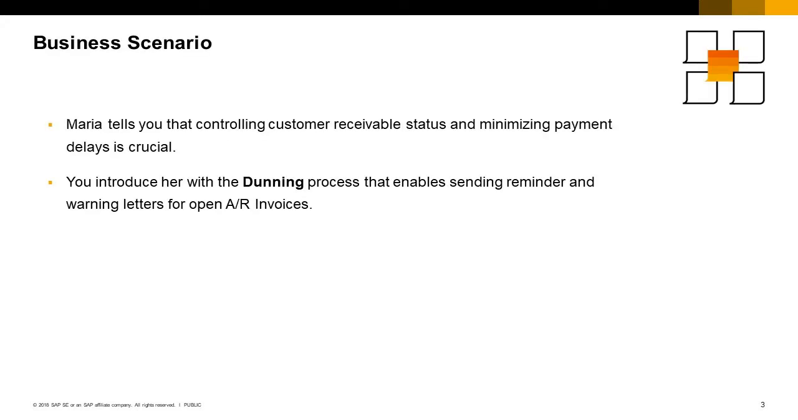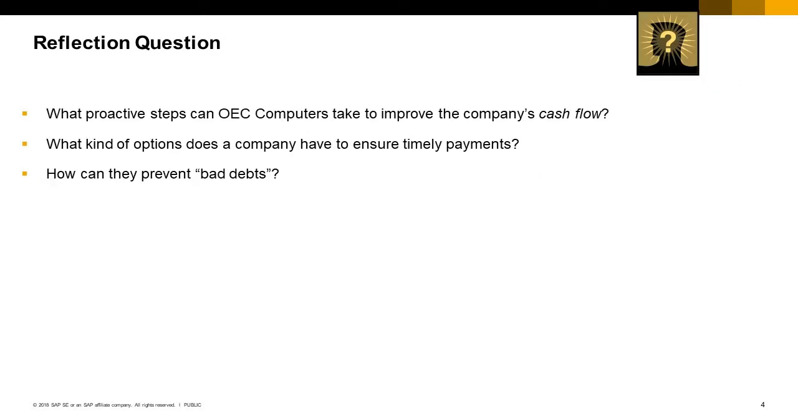Maria tells you that controlling customer receivable status and minimizing payment delays is crucial. You introduce her to the Dunning process that enables sending reminder and warning letters for open AR invoices. What proactive steps can OEC Computers take to improve the cash flow results? What kind of options does a company have to ensure timely payments? How can they prevent bad debts?